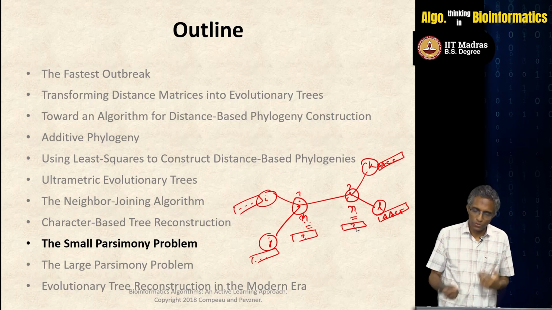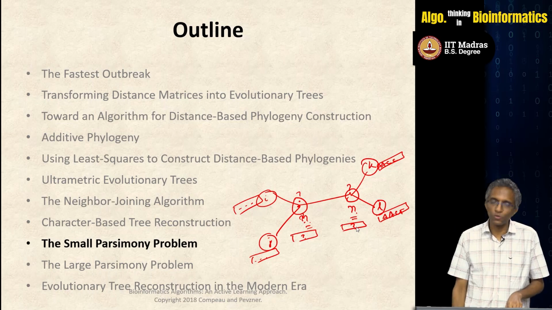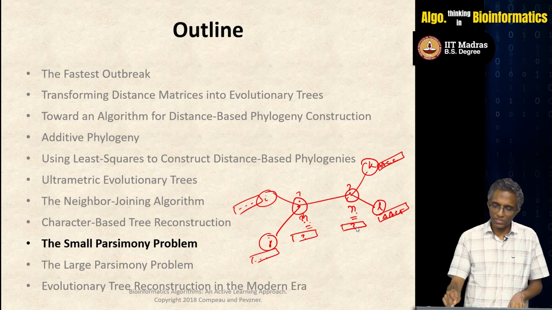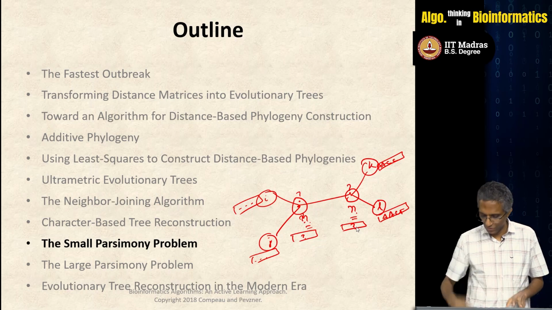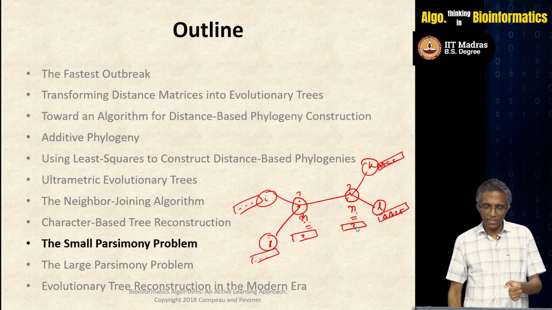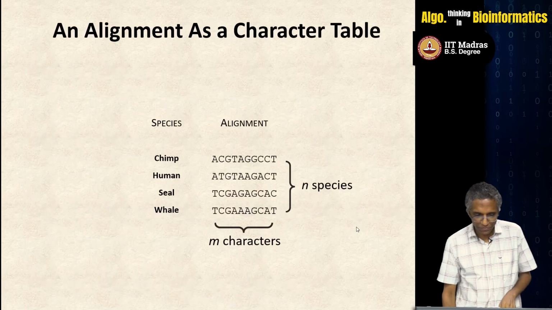That is what we want to look at, and this is called the small parsimony problem. If you have a tree topology and if you have all the sequences containing these different characters, each location in the sequence is called a character. If you have the sequences of characters, then can you estimate what is there in the internal nodes. Okay.